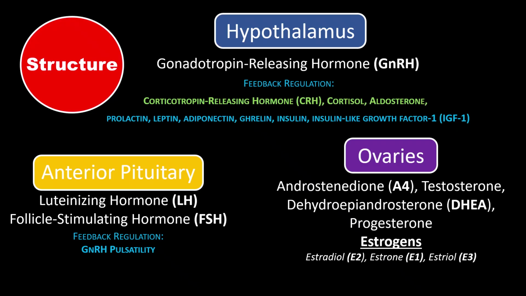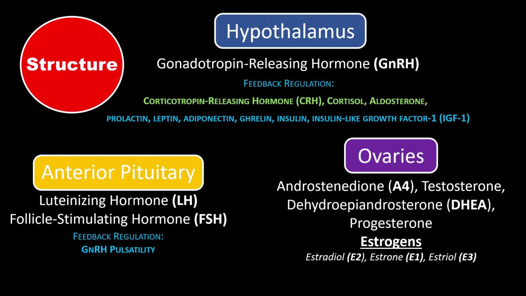And then over in the ovaries, the end organ of this axis, we will see androstenedione, testosterone, dehydroepiandrosterone, DHEA, and progesterone. And then there are estrogens.